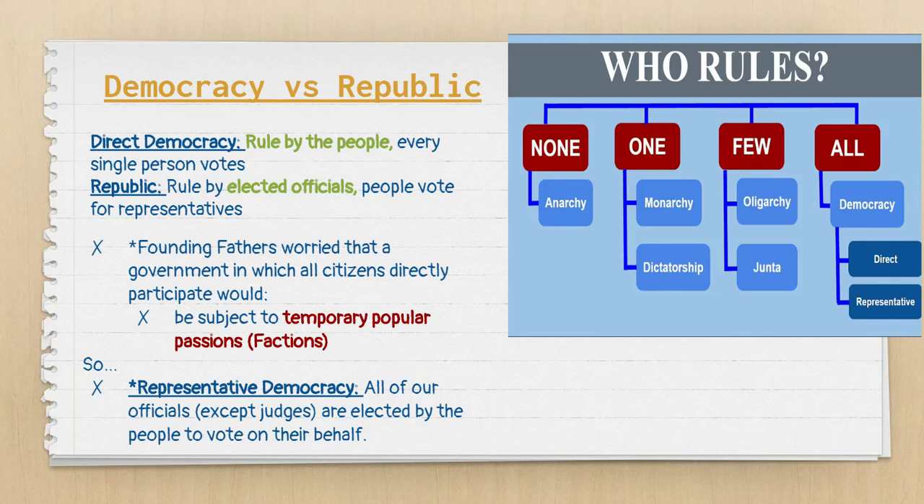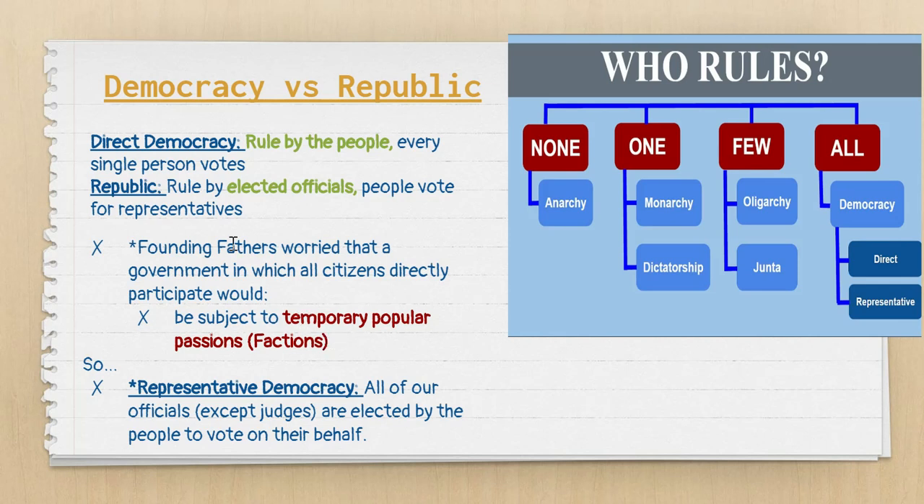They worried that if we went with a direct democracy and every citizen could participate, they could be subject to temporary popular passions or factions. Now think of it this way. If Kanye West runs for president this year, he can get votes as the president. I don't know how many, but let's just say as a candidate, he gets 100,000 votes. And that's just because he's popular. He might get more than that.